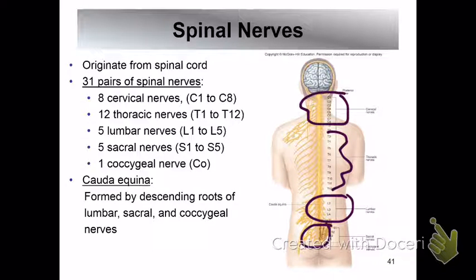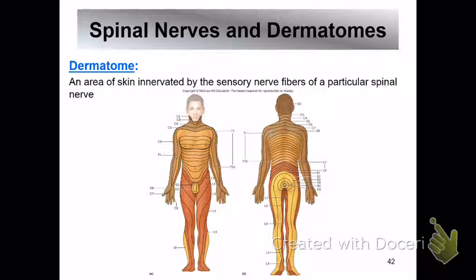Okay. And then we already talked about the cauda equina would be those hair-like root fuzzies hanging down, right? Formed by descending root of the lumbar and sacral, the nerves that come out. A dermatome, that's where the skin is. And this picture is so interesting to me.